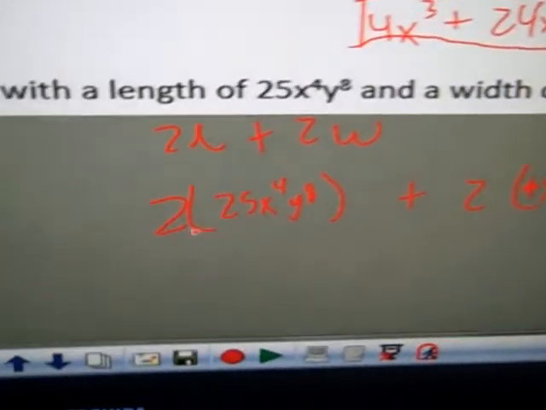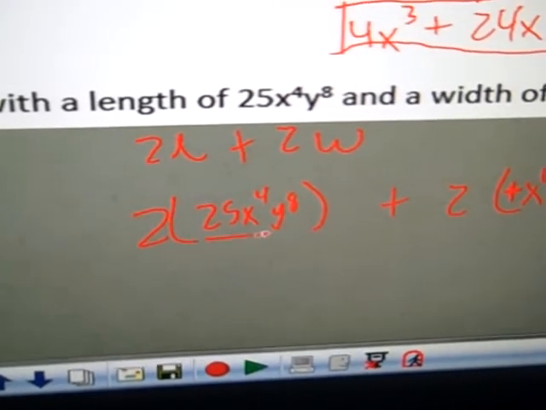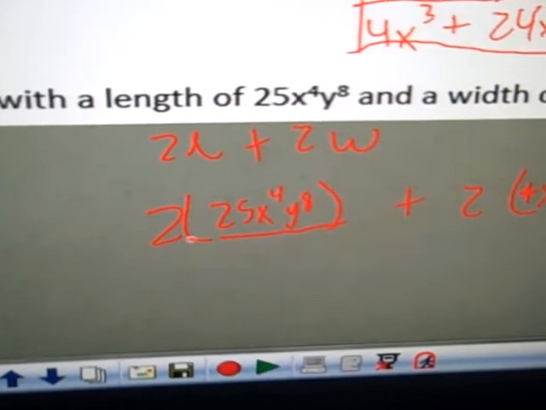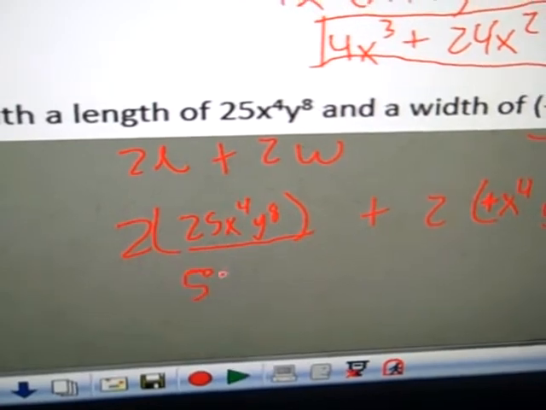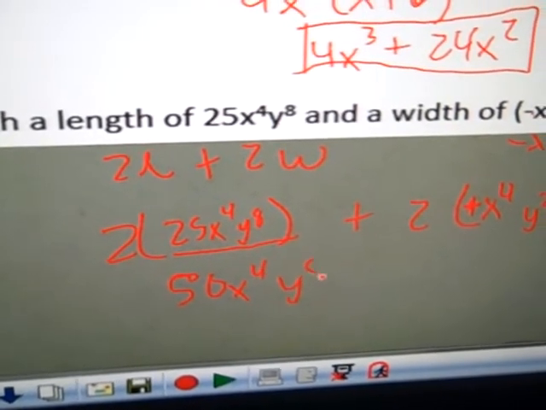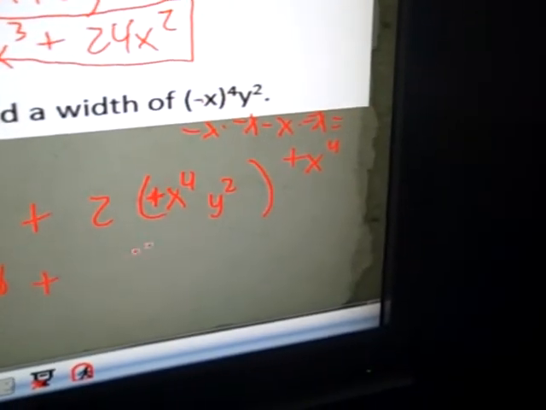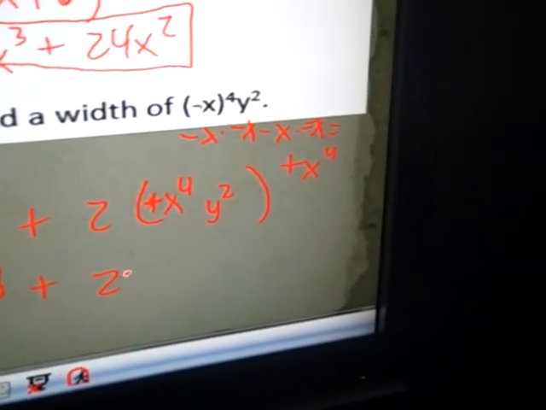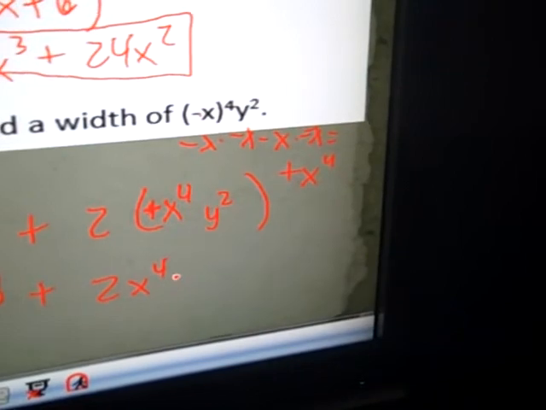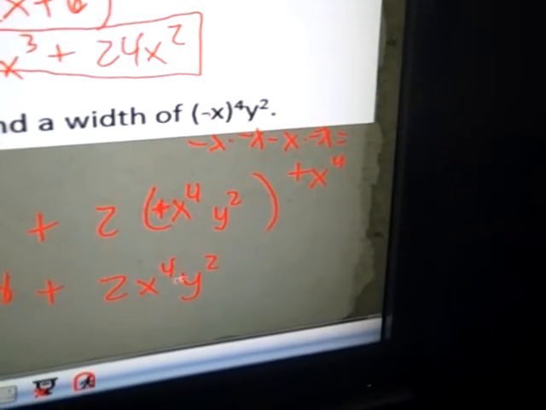Now, to do this, I just take this inner term right here and I double it. That's what multiplying by 2 is, doubling. 50x to the 4th y to the 8th plus, same thing over here, whatever this term is, I double it, but since there's no number there, I just put 2 in front. 2x to the 4th y to the 2nd power.